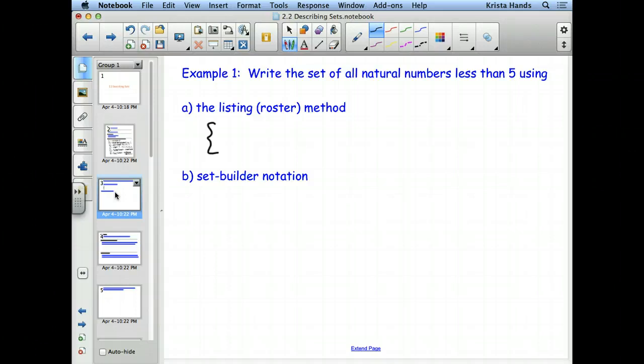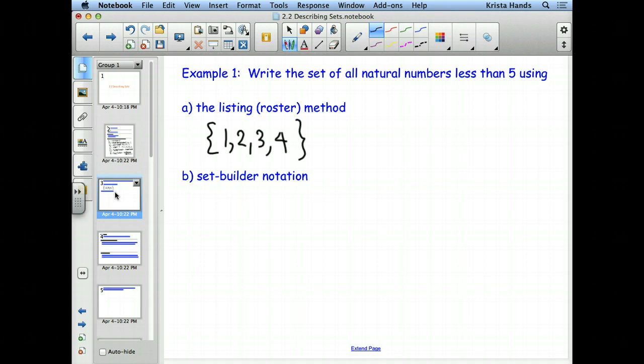1, 2, 3, and 4. I close my curly braces, and for this particular set, that was no problem, right? Just a few numbers, I can list them all, I can do it very quickly, it's very clean, right? Set builder notation is going to look cumbersome. It's not going to look especially helpful for this, but it's going to look helpful in other situations, so we're going to take a look at it in this situation too.